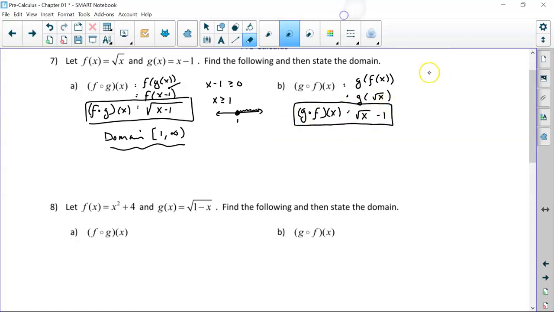So for our domain, for our inner function, we have the square root of x. So since we're taking the square root, it has to be greater than or equal to 0. So x must be greater than or equal to 0, and we have the same restriction for our final function as well. So if we think about graphing that on the number line, here's our 0 with a solid dot, and we're going to the right. So our domain would be from 0 to infinity, bracket at the 0, parentheses at the infinity.